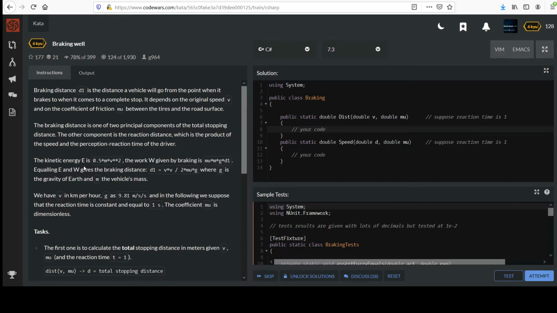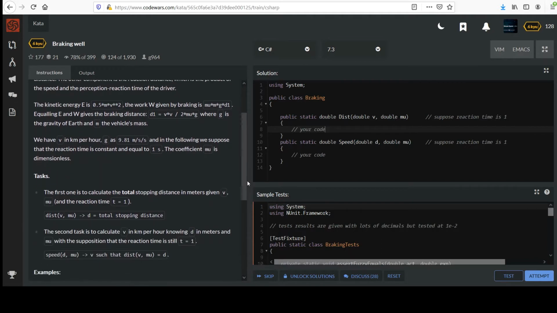The kinetic energy E is 1/2 times m times, I think they mean to say, v squared there. The work W given by braking is mu times m times g times d1. They'll talk about what those variable values are. Equating E and W gives the braking distance: D1 equals v squared divided by 2 times mu times g, where g is the gravity of Earth and m is the vehicle's mass. We have v in kilometers per hour.